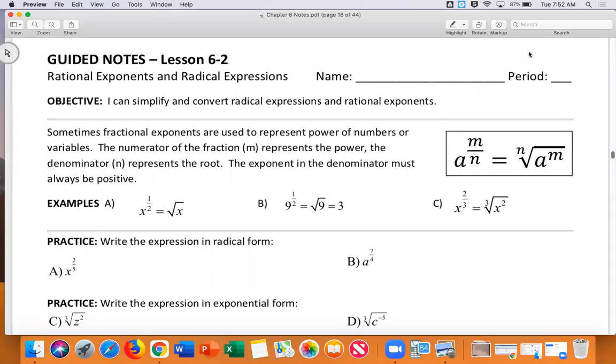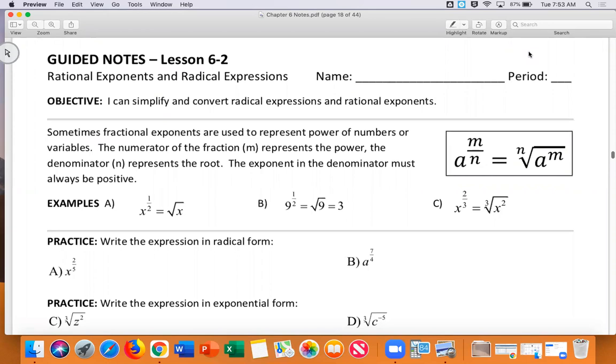We're on 6-2, rational exponents and radical expressions. The reason this is all grouped together is that exponents so far have been strictly whole numbers and negative numbers. They haven't been fractions. And when you have a fraction, what that gives you is a radical. Have you ever heard of square root before? Squaring and square root undo each other. Cubing and cube root undo each other. So basically we just have a fractional exponent.